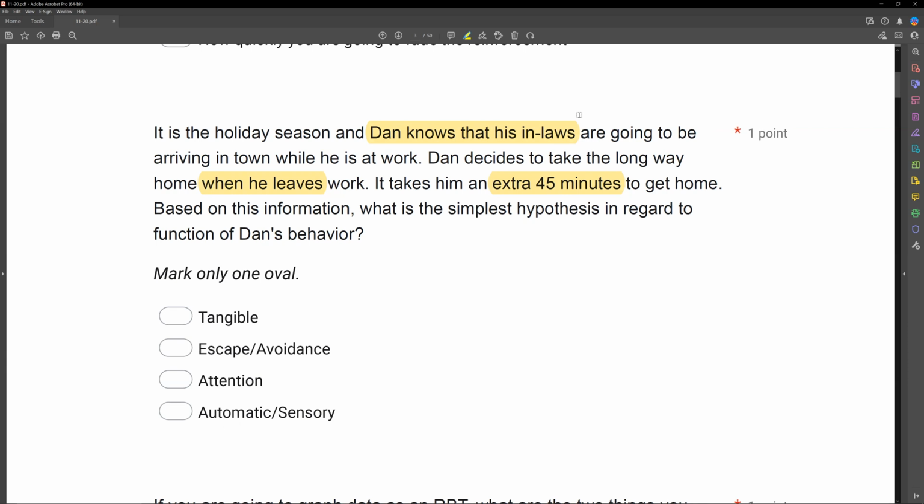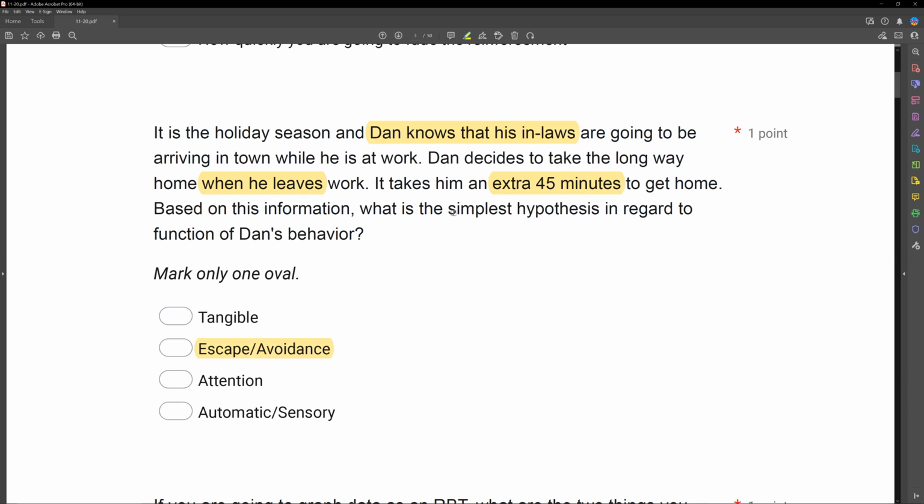Since we know his in-laws are in town, we should hypothesize that Dan is most likely trying to avoid the in-laws. Now, this is a perfect world scenario, okay? There's a lot of different things that could be going on. It's just to get you thinking about why does behavior occur, right? And how can we use the antecedents and setting events around us to identify the function?